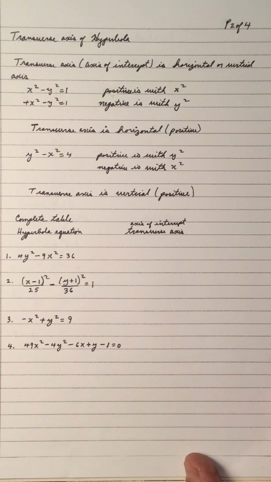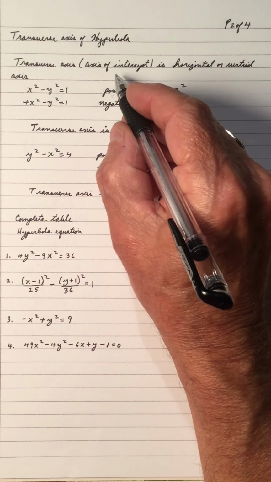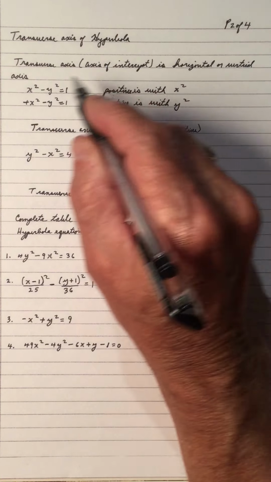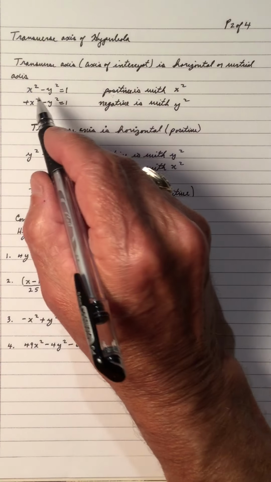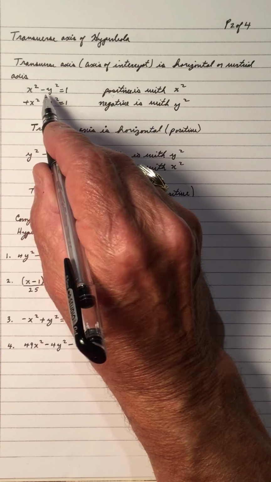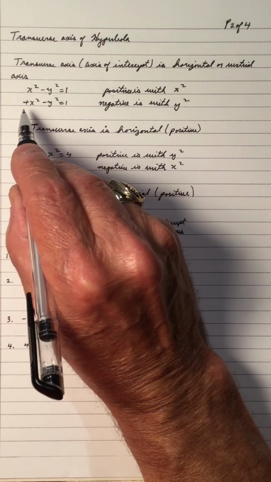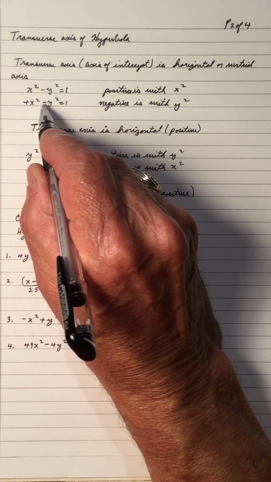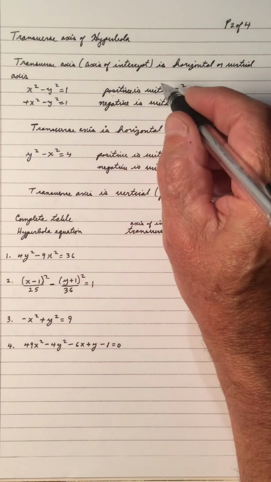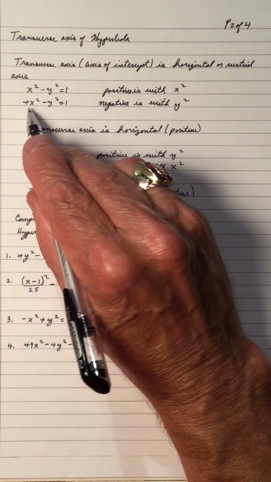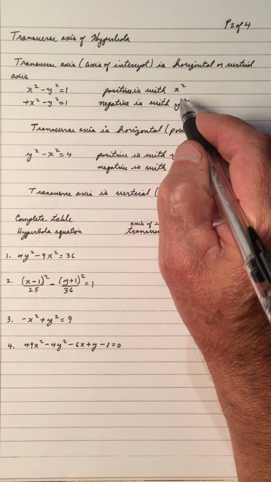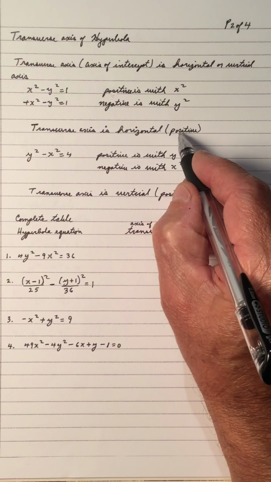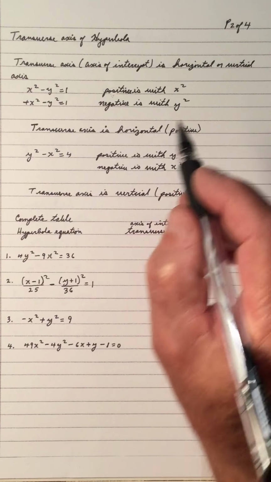Transverse axes of a hyperbola. The transverse axis, or the axis of intercept, is the horizontal or vertical axis. In the equation x squared minus y squared equals 1, notice that the x squared is positive and the y squared is negative. The positive is with the x squared, and the negative is with the y squared. The transverse axis is the horizontal or positive axis.